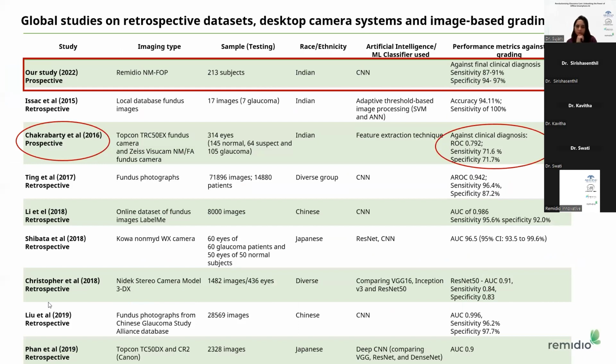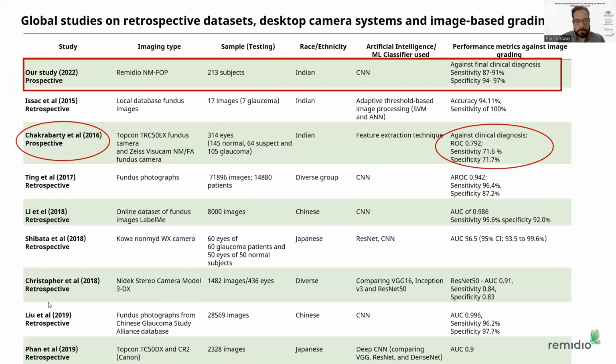This is a very busy table, but all I wanted to highlight here was that there are other global groups who have also looked at this. However, a lot of this has been research-based. The evaluations have been done on retrospective data sets, not on prospective studies. They've used desktop systems, and the comparison has only been on image-based grading that we all know is not complete in the case of glaucoma. There's only been one group which has done prospective studies in India.